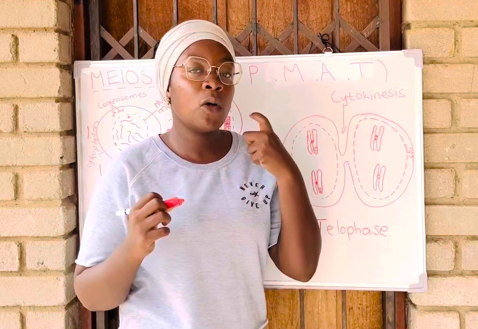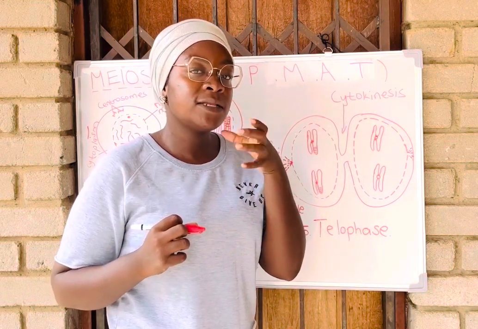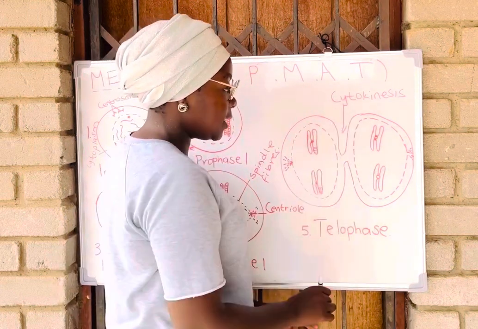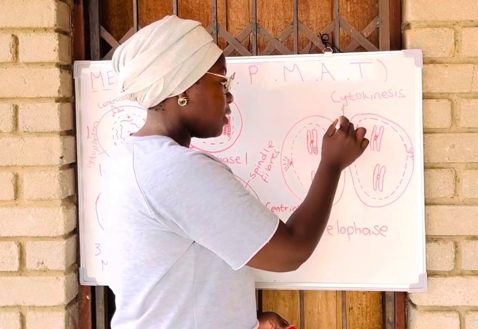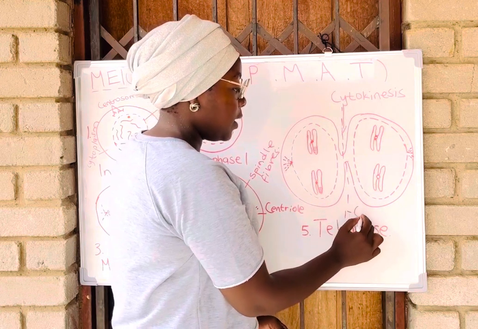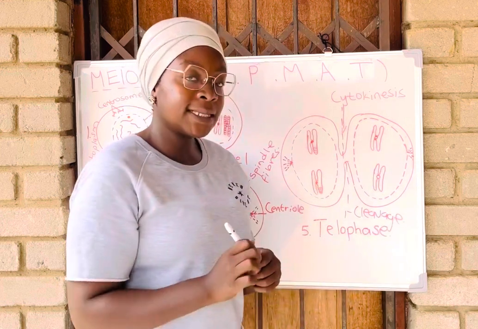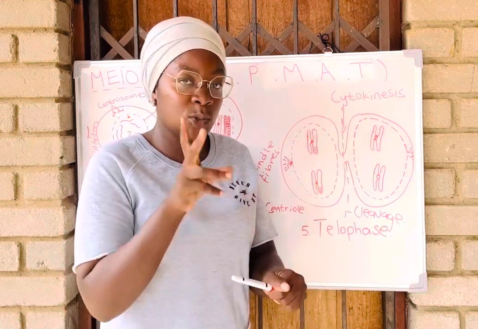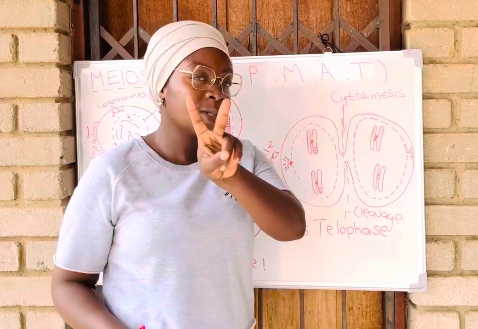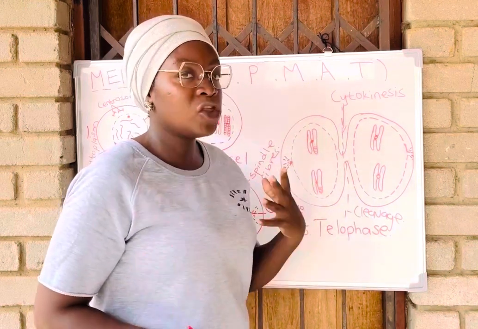Now there's a process called cytokinesis. Cytokinesis is the point whereby the cell divides into two. This is the step. And the middle part is called cleavage. The process that results in two cells is called cytokinesis, but the middle part between the two cells is called cleavage. So now we have our last step, which is telophase.